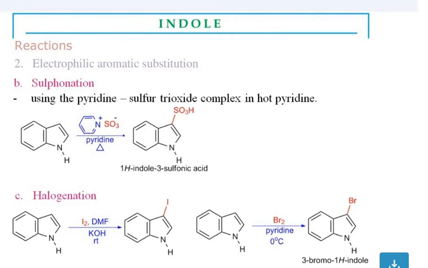Now electrophilic aromatic substitution, second example, sulfonation. You can see using the pyridine-sulfur trioxide complex in hot pyridine, then 1H-indole-3-sulfonic acid will form. Halogenation, you can see the 3-bromo-1H-indole.